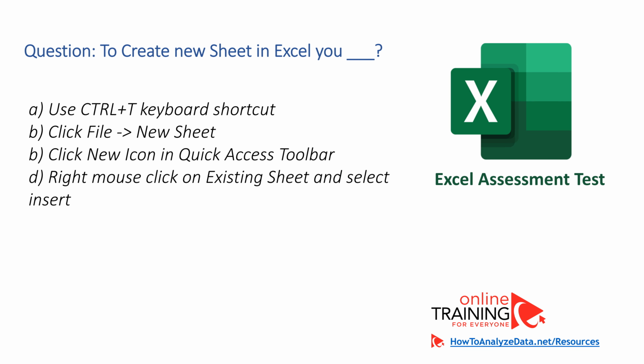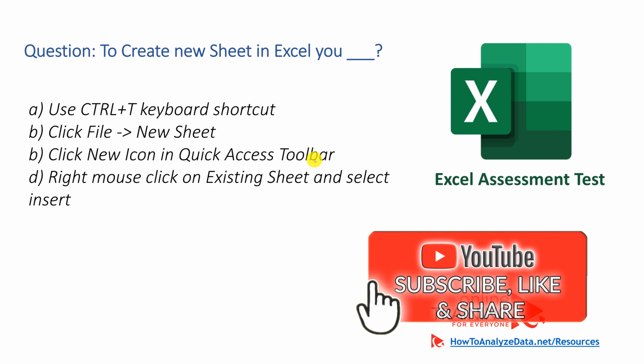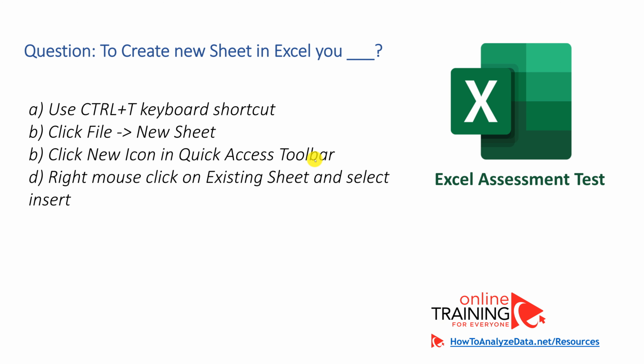Here is a variation of this question, which provides you with different choices. To create a new sheet in Excel, you use the Ctrl-T keyboard shortcut, click File, New Sheet, click the New icon on the Quick Access toolbar, or right mouse click on an existing sheet and select Insert. Let's use exclusion to answer this question correctly. Exclusion is one of the methods where you exclude possible choices to come up with the right answer. The Ctrl-T keyboard shortcut is used to create new tables, not new sheets. The File, New Sheet option doesn't exist in the Excel menu. The New icon in the Quick Access toolbar creates a new workbook, not a new sheet.